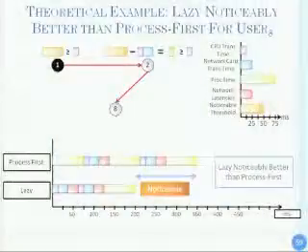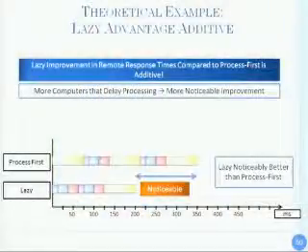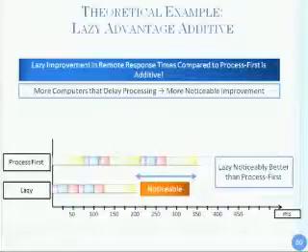Okay? So if we see here, the lazy policy gives noticeably better remote response times than the process first policy. And in fact, a more interesting thing is that the lazy improvement in the remote response times compared to process first is additive. As we see here, there are 3 processing times included in the process first response time, while only 1 in the lazy response time. In fact, the more computers on the path that delay processing, the more additive this improvement is. Okay, so that was process first versus lazy.